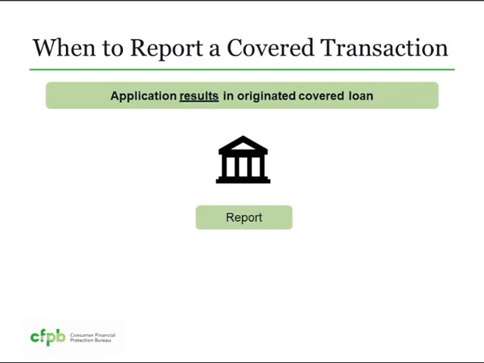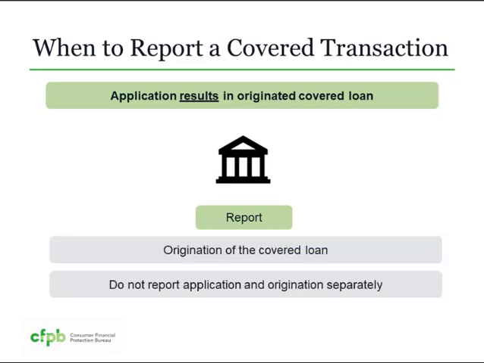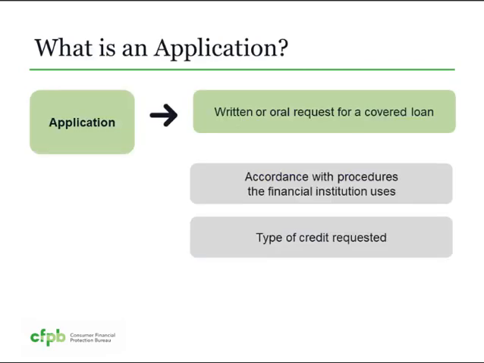If a financial institution receives an application and then the application results in an origination, the financial institution would report only the origination of the covered loan rather than reporting separately the application and the origination. So what is an application? An application is an oral or written request for a covered loan that is made in accordance with the procedures the financial institution uses for the type of credit requested.